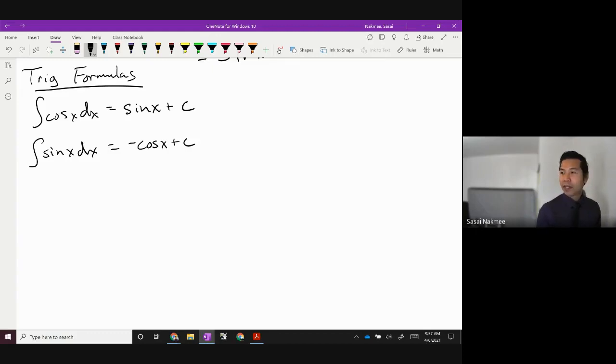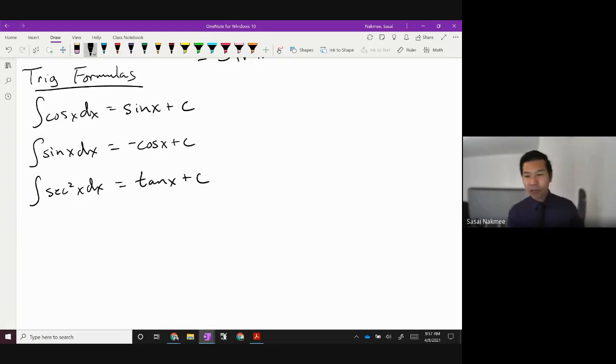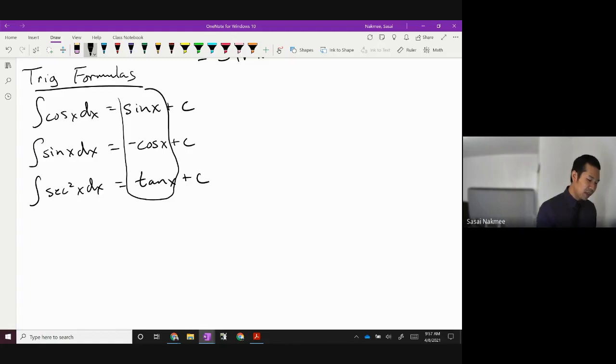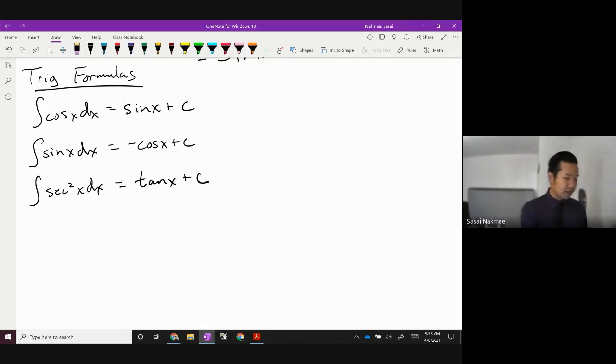The next one that you need to know is this one right here. What is the integral of secant squared x dx? All right, and that's going to be, of course, tangent x plus c. So these are the three basic ones you need to know, for sine, cosine, and tangent. But you have hopefully already memorized these derivatives here, and you realize, oh, the antiderivatives of these specific ones are going to equal this.